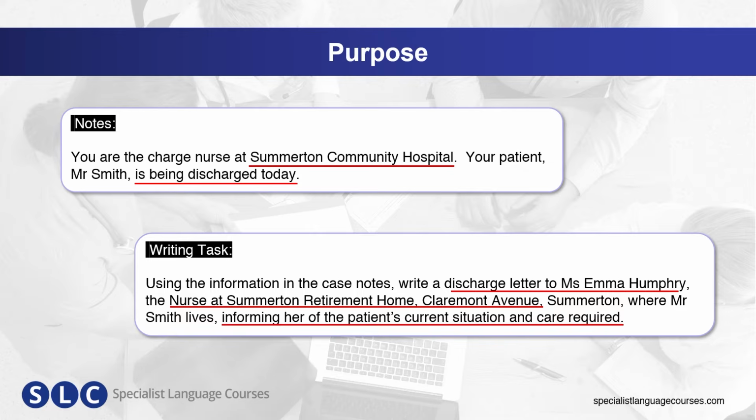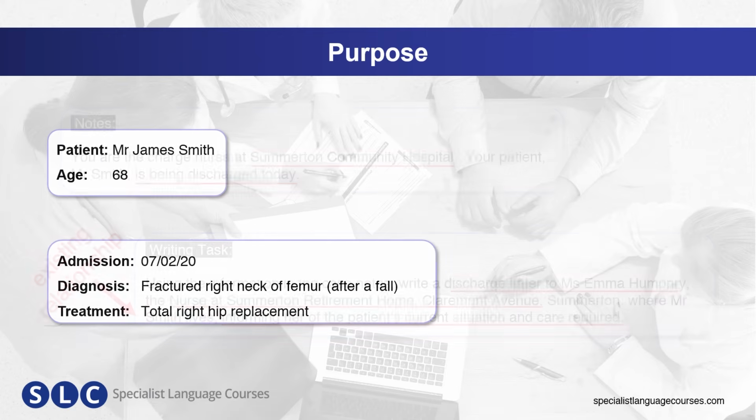We can also find a bit more detail about the purpose of the letter. You need to inform the reader of the patient's current situation and care required. We can also see that Mr. Smith is a resident at the retirement home, which tells you that the reader knows the patient. You will usually find more information about the patient and the reason for hospitalization towards the beginning of the case notes. For example, the patient's age, date of admission, and the medical issue.